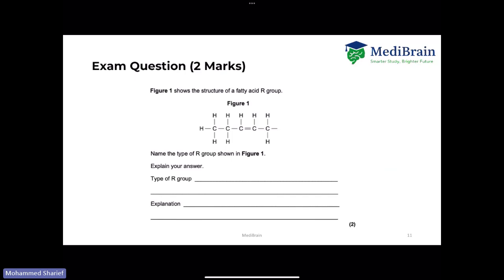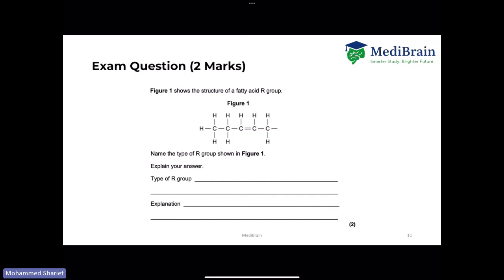Next question. This is why I said it's really important to know saturated and unsaturated fatty acids. It says figure 1 shows the structure of a fatty acid R group. Name the type of R group shown in figure 1. Explain your answer. Okay, so what's actually happening?